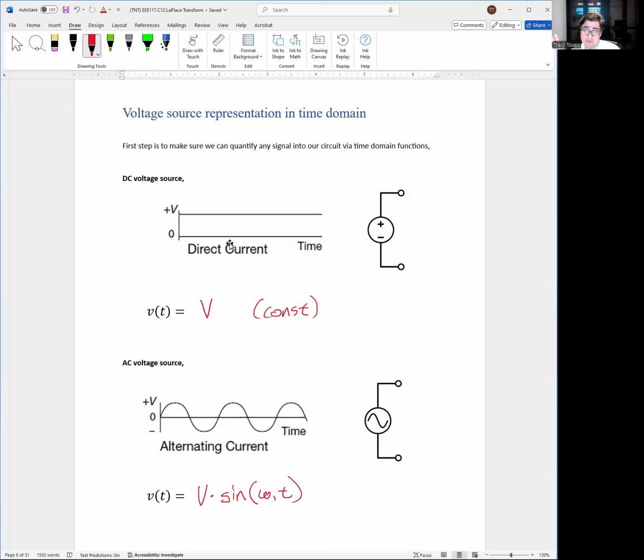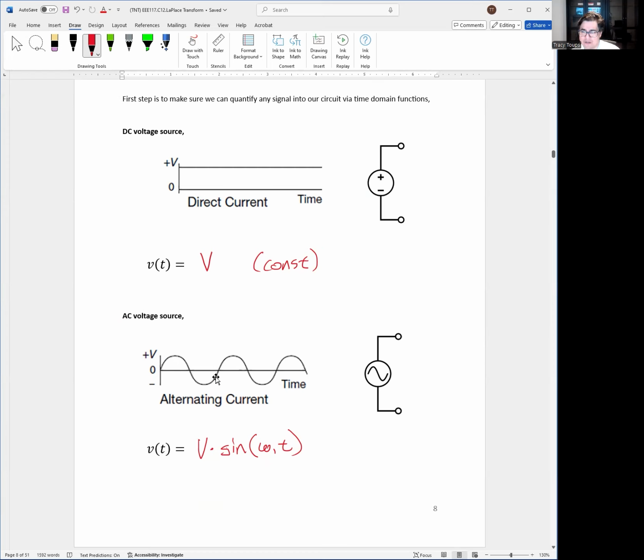Before we get to Laplace domain, we need to refresh time domain. We remember we have two types of voltage sources we see: DC voltage sources and AC voltage sources. A DC voltage source is a flat line where V is constant. This could be like 15 volts DC. An AC source is alternating current, V times sine of omega 1t or cosine of omega 1t, depending where you start.